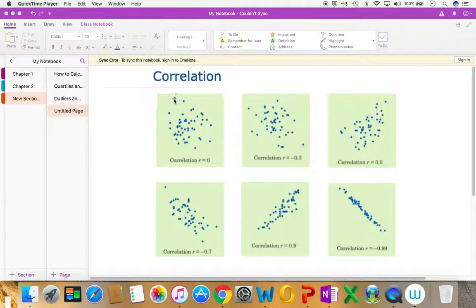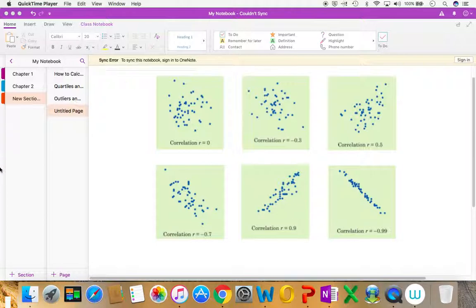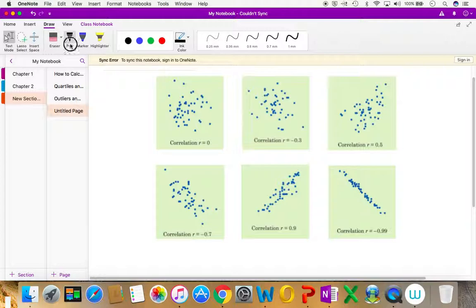So the first property of these correlations is your R value. We're seeing R equals 0, R equals negative 0.3, R equals 0.5, R equals negative 0.7, R equals 0.9, and R equals negative 0.99. So the R value can take on any value, including negative 1 and positive 1, and any number in between. If you thought about it almost like a spectrum or a line, you'd start with negative 1 all the way over here, and then positive 1 over here, and 0 is in the middle.